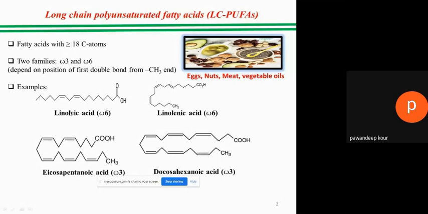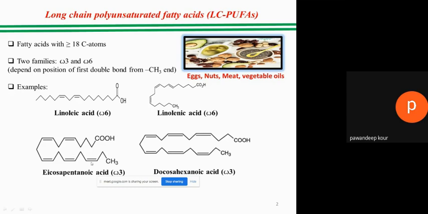For example, this is linoleic acid. It has two terminals. One terminal contains the COOH group and the other contains the CH3 group. Now, if we start numbering from this terminal, which is the non-COOH terminal, we can see that the first double bond appears at 1, 2, 3, 4, 5, and then 6. That is, at the 6th position the first double bond appears. So it is an omega-6 LC-PUFA.